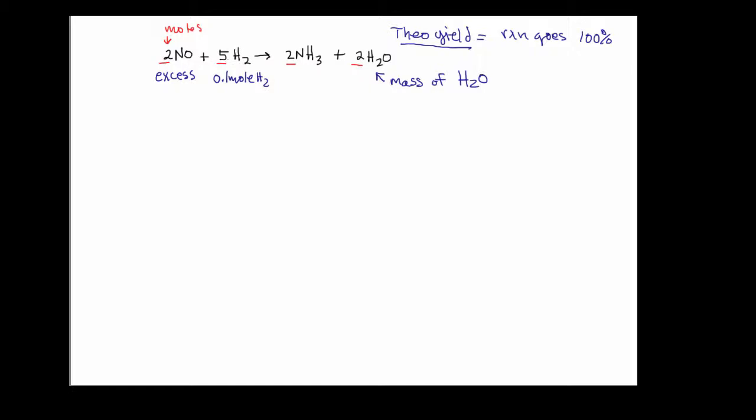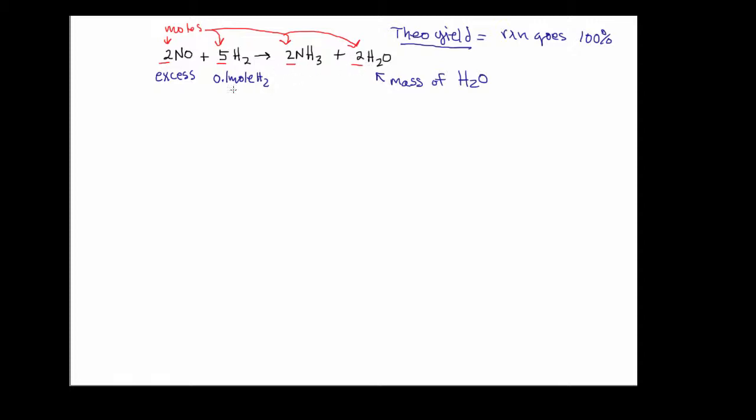You can think of these coefficients much like the tire example that I gave you. We know ratio-wise that to make a car, you need 4 tires for every 1 car. Or if we're going to bake bread, you're going to need a certain number of cups of flour in proportion to the amount of water that you add. So the coefficients tell us the ratio in which things react and the ratio in which things are produced. In this reaction, we need 2 moles of NO for every 5 moles of H2 to produce 2 moles of NH3 and 2 moles of water.